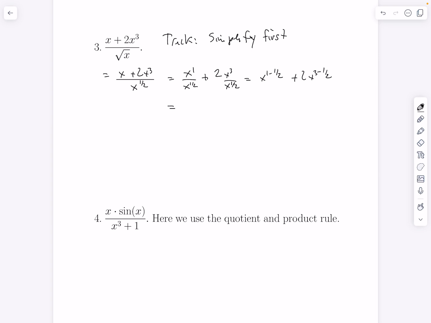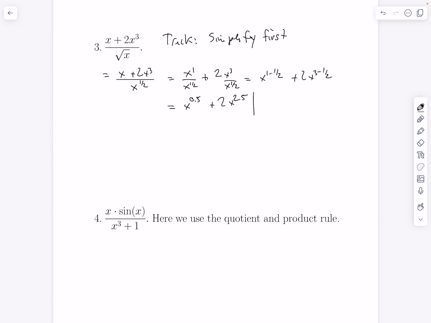And if you're not familiar anymore with the laws of the exponents, you can look them up. Yeah, it's in week 1. They're all written down there. Yeah? Okay, so this is x to the 1/2, because 1 minus 1/2 is 1/2, plus 2 times x to the 2.5. And we write 2.5, and maybe we write even here 0.5, because that goes nicer with the power rule. And now we differentiate.